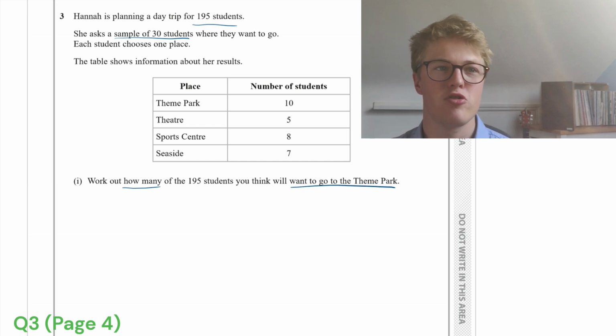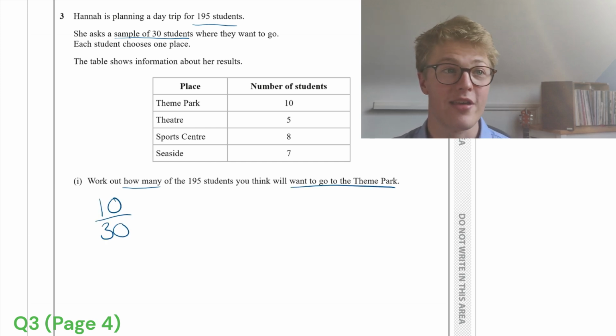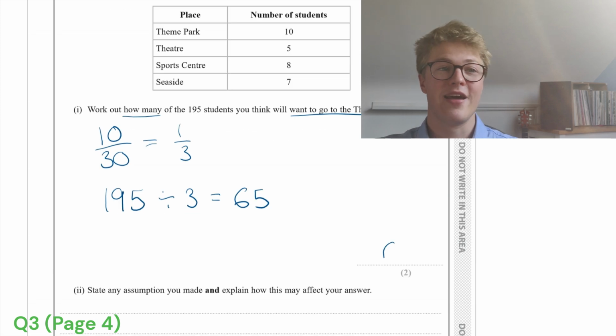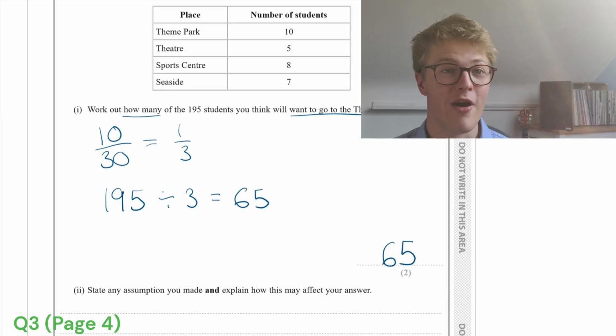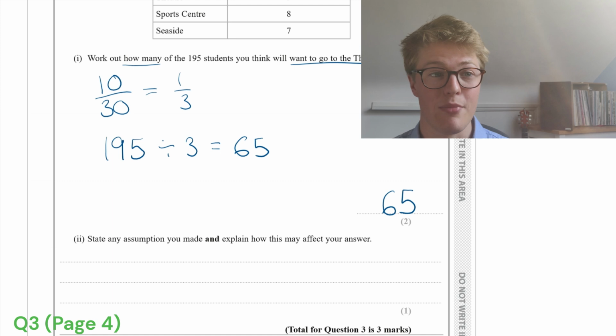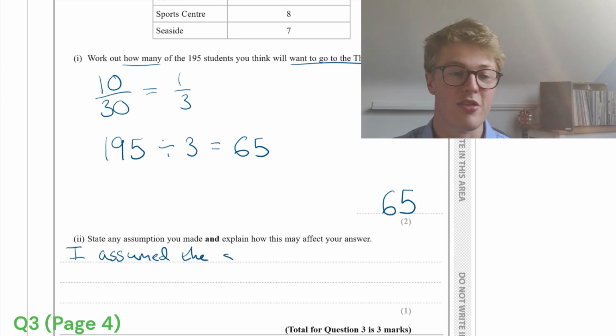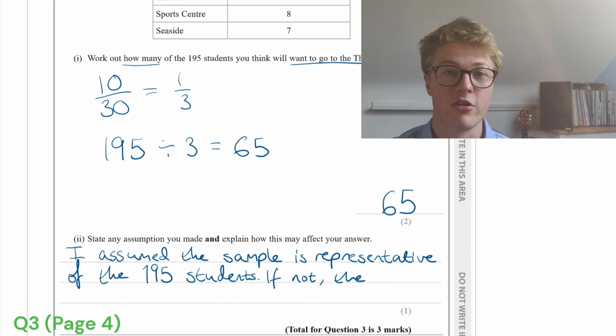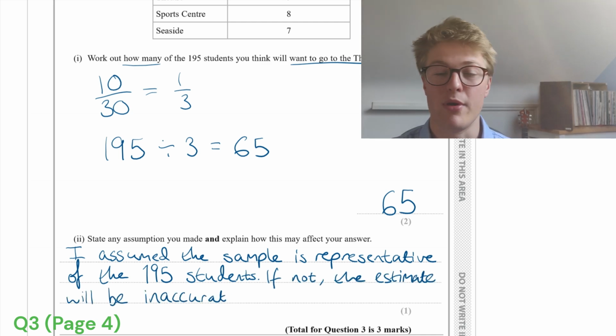So we've got 10 students who want to go to the theme park out of the 30 in the sample, so we've got 1/3 there. If we divide 195 by 3, we get 65, which means that in our total number of students of 195, 65 will want to go to the theme park. The assumption we make here is that the sample is representative or a random sample and that it will represent the 195 students. If not, the estimate will be wrong or inaccurate.